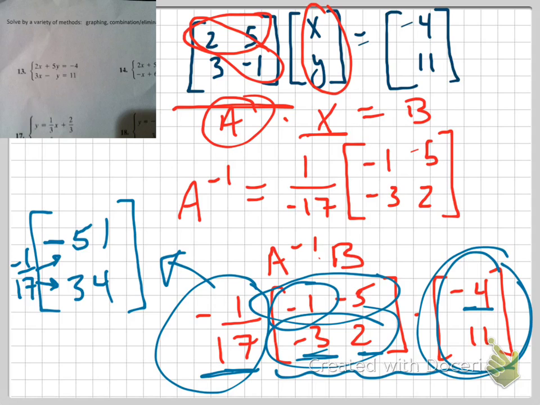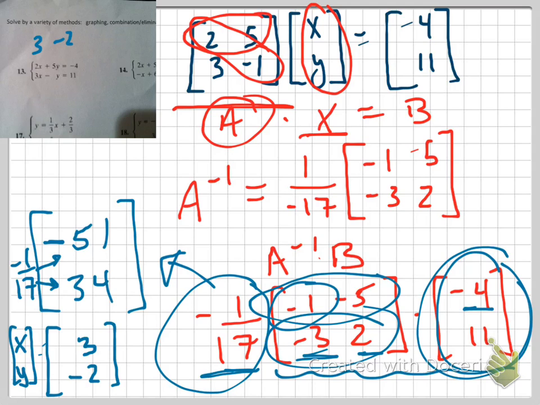And conveniently both of those numbers are divisible by 17. I get +3 for x and I get -2 for y. So those are my answers. x, y equals 3, -2. So x is 3, y is -2, and you can of course check those by plugging them in.